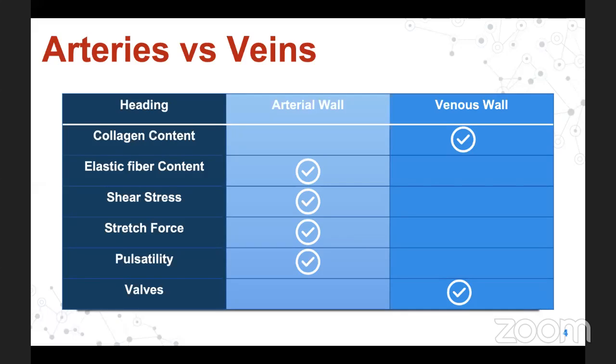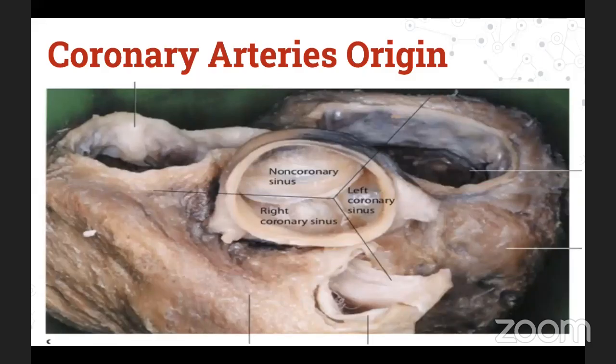This is the brief review about the general structure of the arteries and veins, and now we'll move to talk about the coronary arteries. We'll start with the origin of the coronary arteries. If we look at the aortic valve from the superior view, we can divide it into the non-coronary sinus, right coronary sinus, and left coronary sinus. This naming is according to the origin of the coronary arteries. The left coronary sinus is the site of origin of the left coronary artery, while the right coronary sinus is the origin of the right coronary artery.